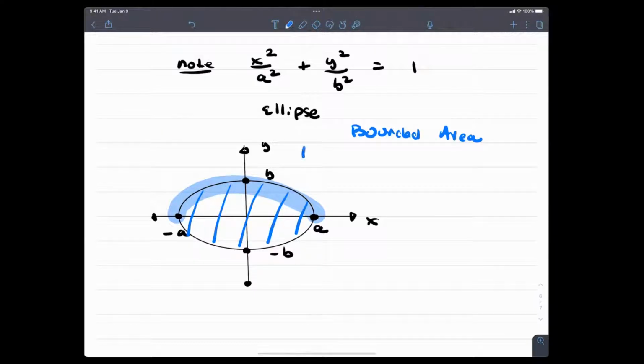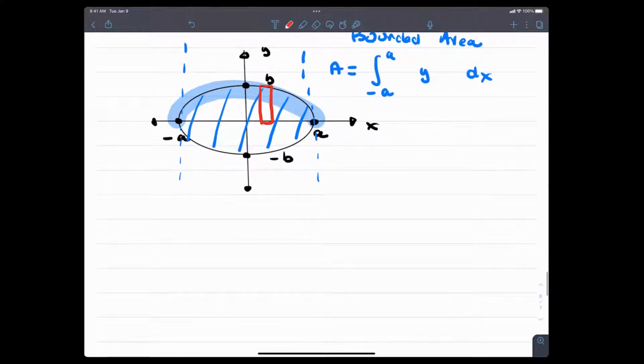This is a calculus 1 kind of question. These are my limits for the integral, right? So you say, integral from negative a to a, but we need that function y, dx, to find this bounded area under that curve. Remember this approximating rectangle? Here's that approximating rectangle.